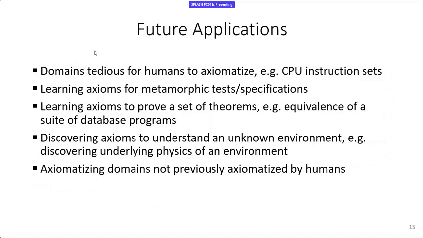It's very interesting. I just want to very quickly talk about what future work we have in mind over here, because so far I've only shown you things that humans already know how to axiomatize. The first application is perhaps domains that might be too tedious for humans to axiomatize. For example, CPU instruction sets have intricate semantics and they change very frequently and they vary for every single architecture. So we can axiomatize them and remove the burden from the human.